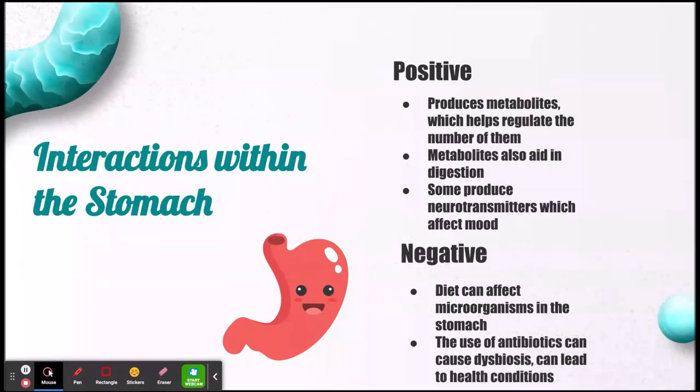There are positive and negative interactions, which include producing metabolites, which regulate the number of them and also aid in digestion. Some produce neurotransmitters, which can affect mood. Negative ones include diet and the use of antibiotics that can lead to dysbiosis.